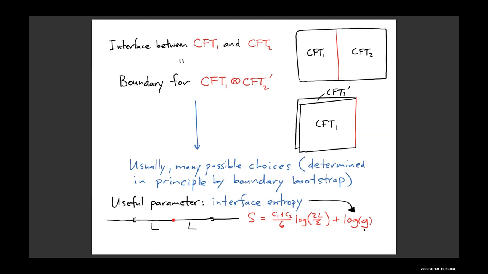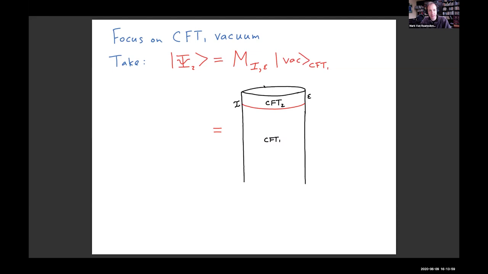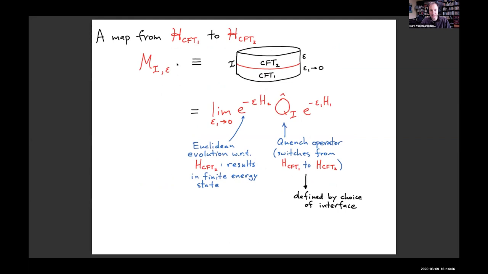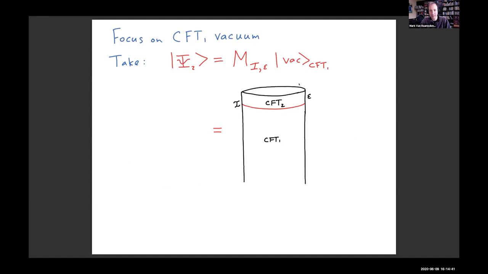Okay, so what I want to do now is focus on a particular state of CFT1, which is the CFT1 vacuum. We'll talk about more general states later. And now I want to apply this quench operator, acting on the CFT1 vacuum, and that defines my state of CFT2. In other words, because the vacuum of CFT1 I can define using a path integral, where the Euclidean time goes to minus infinity, and then I add on my CFT1 to CFT2 mapping operator. And then the whole thing looks like this. Okay. So this is the state of CFT2 that I'm interested in.